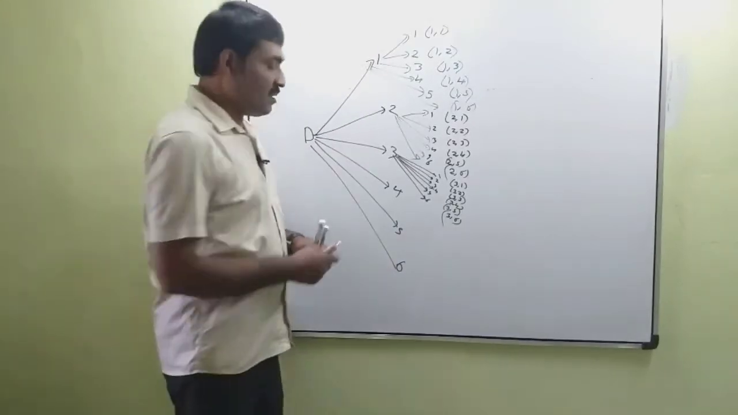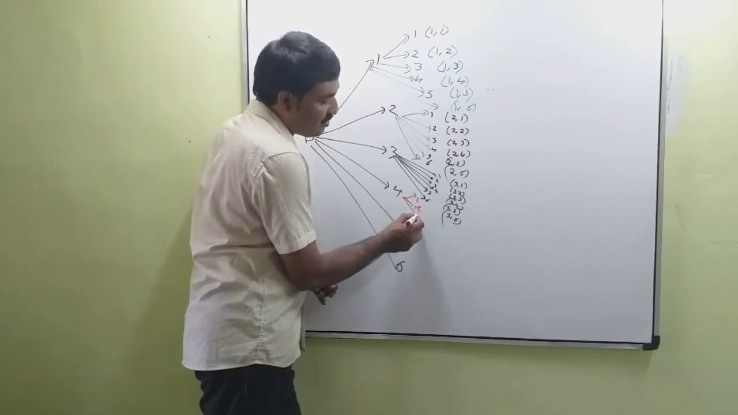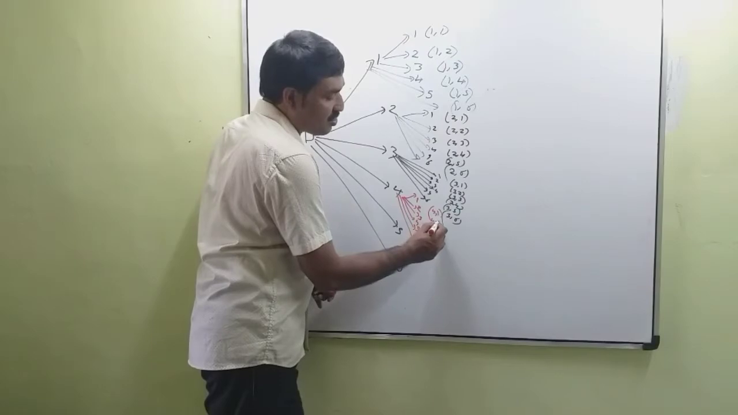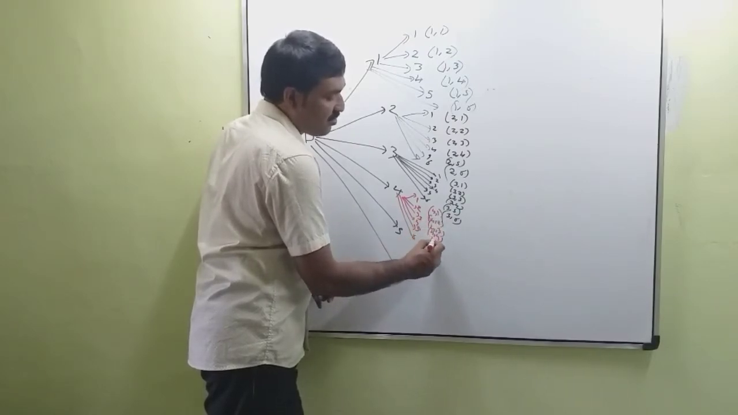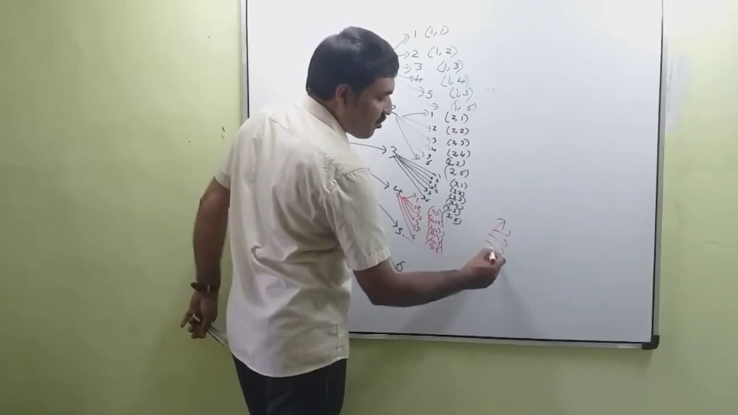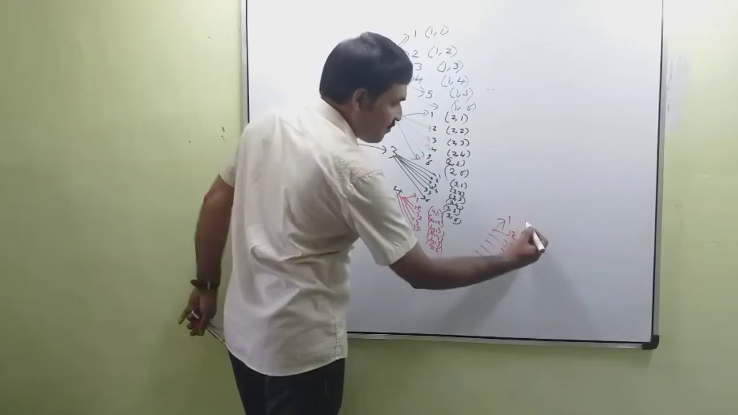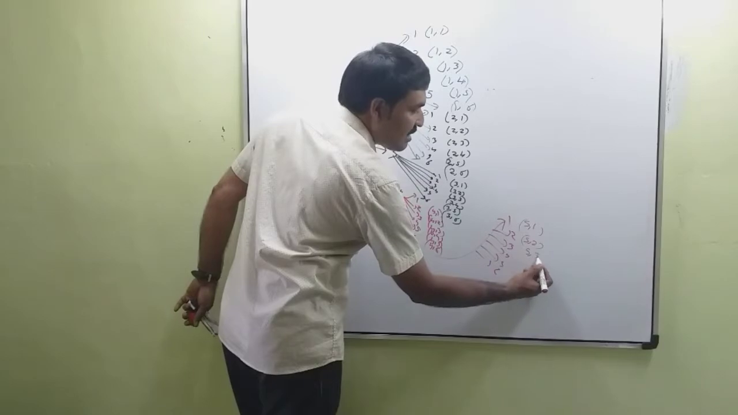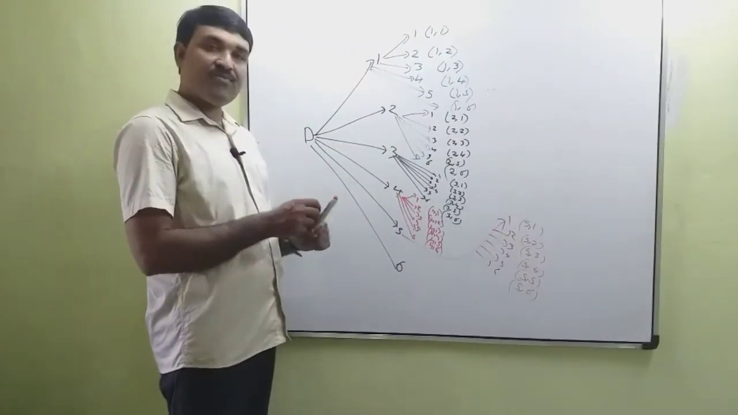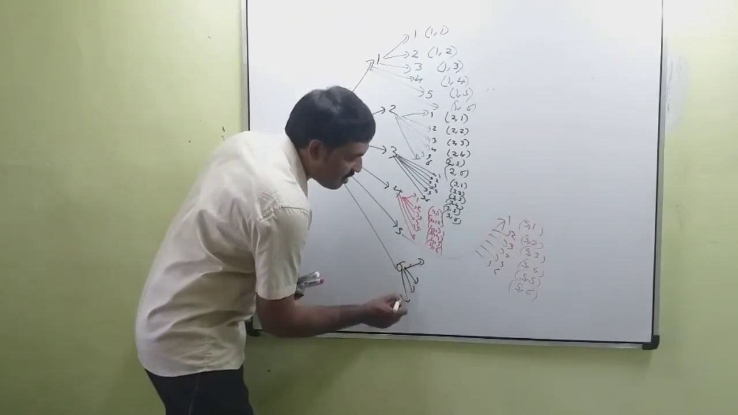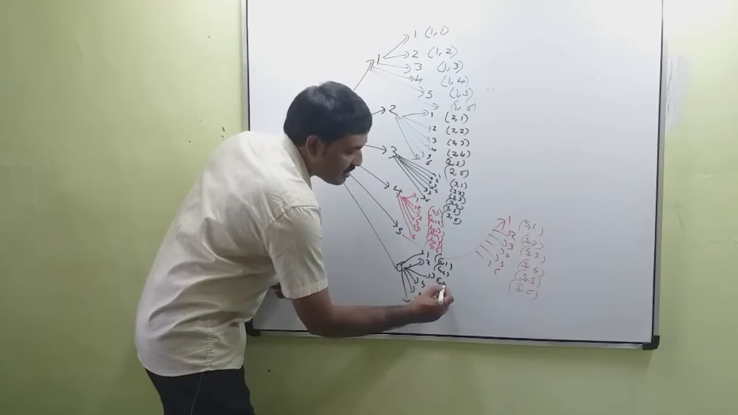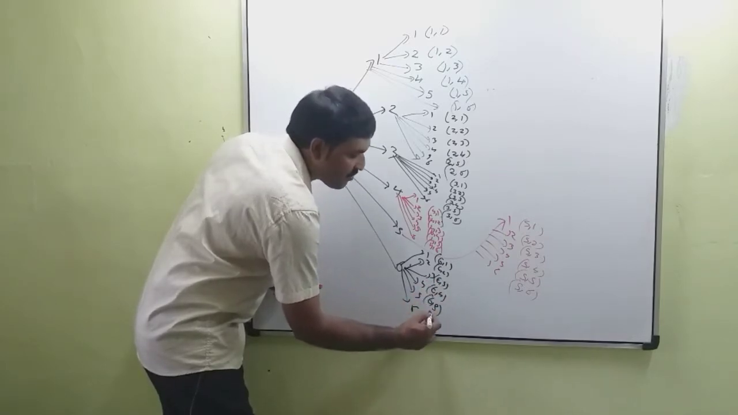Now here also 6 chances: 1, 2, 3, 4, 5 and 6. So the outcomes are 4, 1, 4, 2, 4, 3, 4, 4, 4, 5 and 4, 6. Here also 6 branches. That is either 5, 1, 5, 2, 5, 3, 5, 4, 5, 5 or 5, 6. Now the first throw 6. Here also we have 6 possible outcomes: 6, 1, 6, 2, 6, 3, 6, 4, 6, 5 and 6, 6.